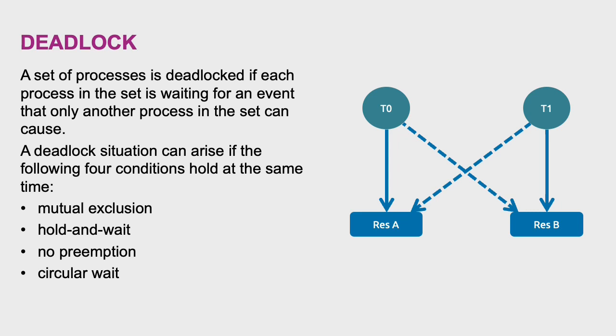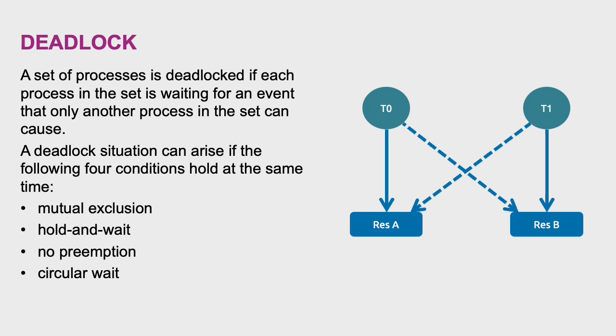Condition 3, no preemption. Resources cannot be forcibly taken away from a thread. Only the thread itself can release the resources it holds. This means that if a thread is waiting for a resource held by another thread, it cannot be preempted and forced to release its current resources.